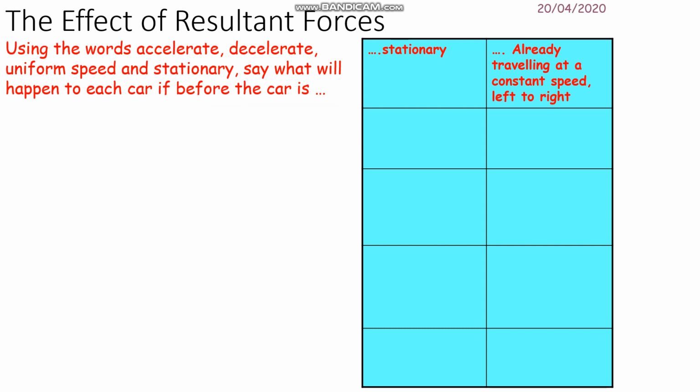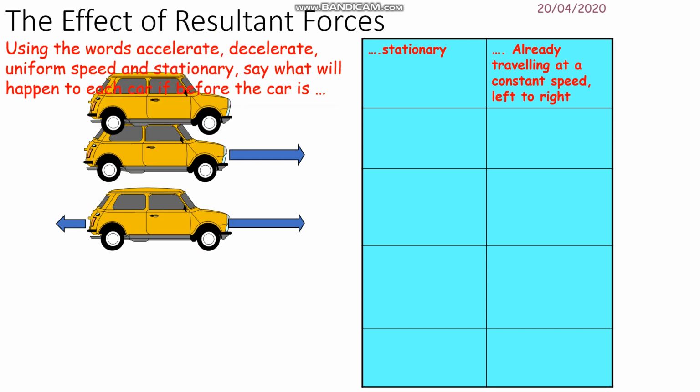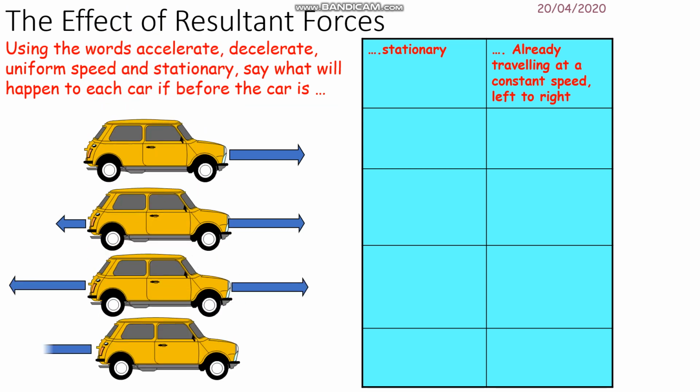Okay, let's look a little bit more closely at what we mean by resultant force, giving you a specific example. Consider these four mini cars here. Each mini car has different forces acting upon it. If we look at the first one, it has a single force which is directed from left to right. What you have to say in the box here is what will happen to that car if initially it is stationary.